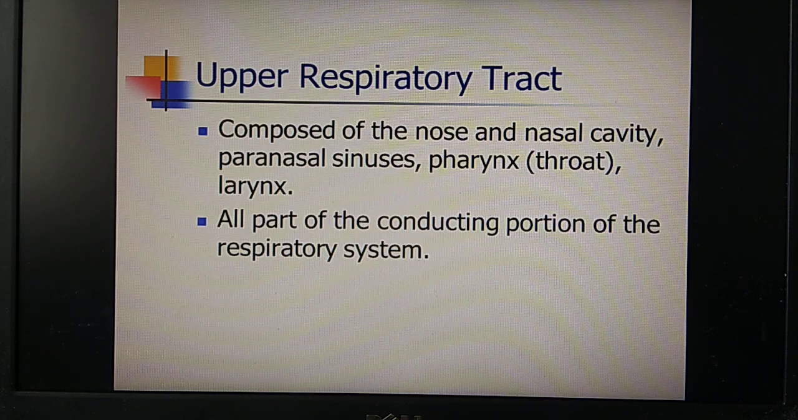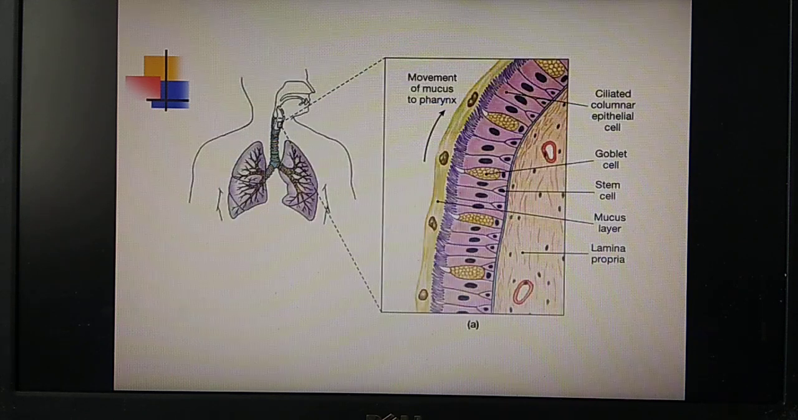And the upper respiratory tract, as I told you, is composed of the nose and nasal cavity, the paranasal sinuses, which are empty spaces in the nasal cavity, the pharynx, which is termed the throat, and the larynx, all parts of the conducting portion of the respiratory system.